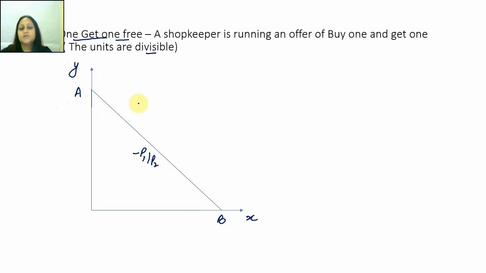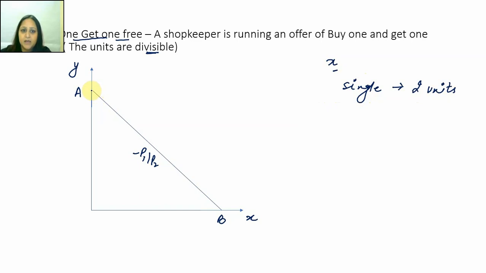All right. उसने ये बोला कि हम लोग ऑफर रन कर रहे हैं ऑफ बाय वन गेट वन फ्री व्हेन द यूनिट्स आर divisible. So this offer is being run on good X. Well, then what will happen? Every time I purchase a single unit of X, by spending money on the single unit of X, I get 2 units of X because I get buy one get one free.